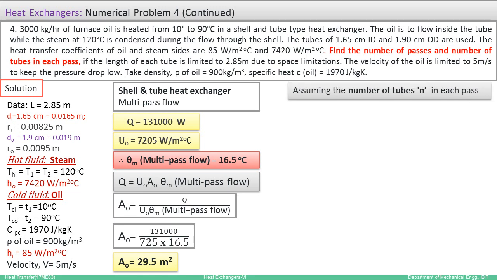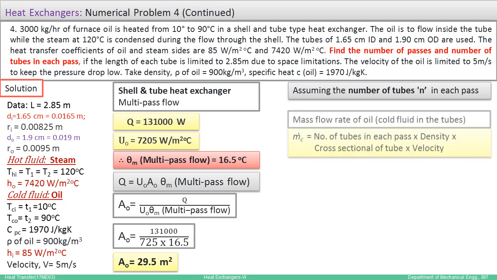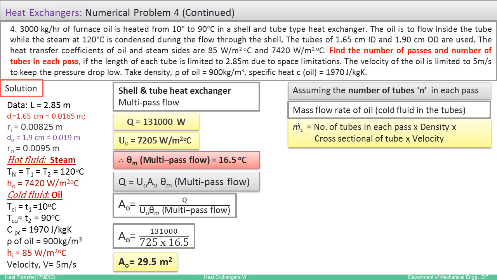Now assuming the number of tubes n in one pass, in each pass there are n number of tubes. It is also given that the mass flow rate of oil is to be found out. Mass flow rate, we have an expression. Remember, this is the total mass flow rate, but there will be n number of tubes in each pass, and we just have to find it out only for one pass. It is not multiplied by the number of passes.